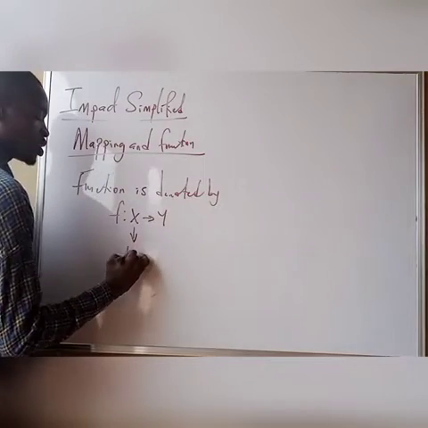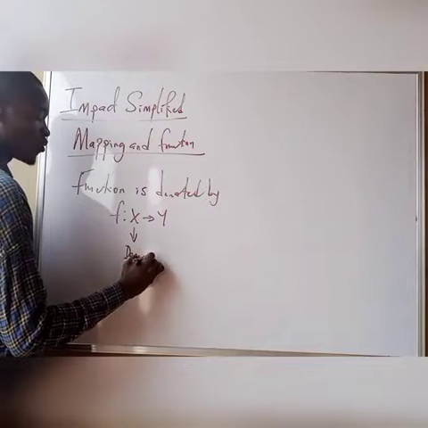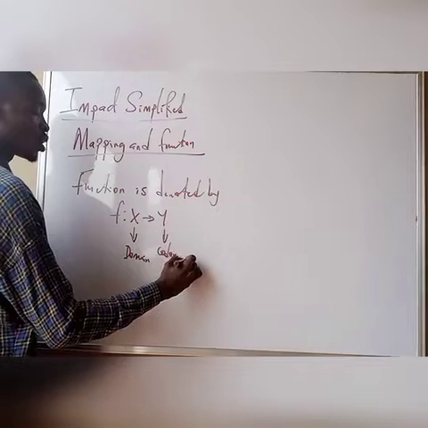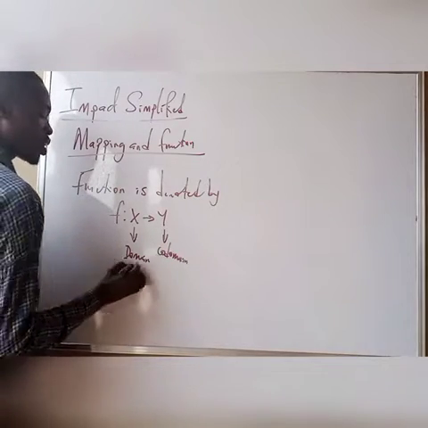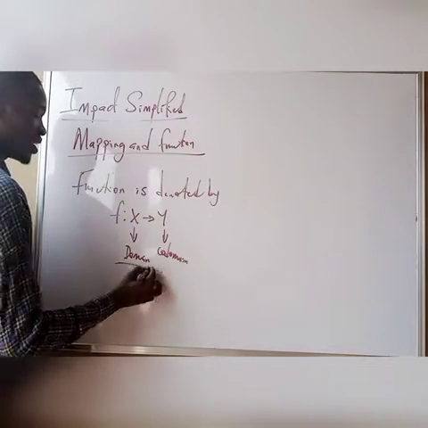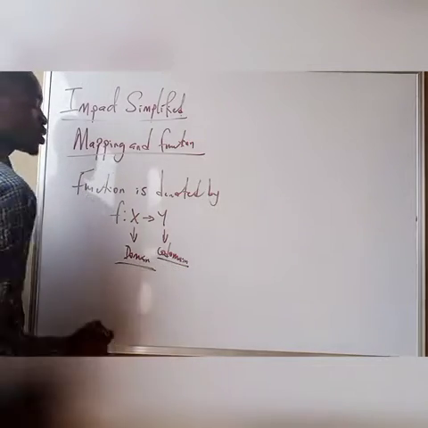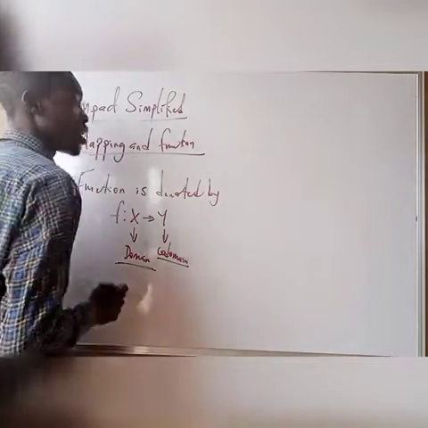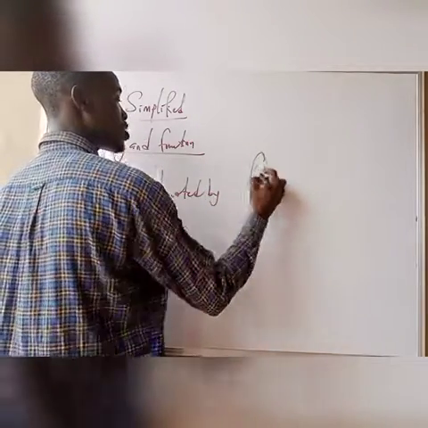And what is your x? Your x simply stands for the domain. And what is your y? Your y simply stands for the codomain. And when we are talking of the domain, what is the meaning of domain? Domain simply means input variable. And what is the meaning of codomain? Codomain means the output variable. And what is the summary to this?